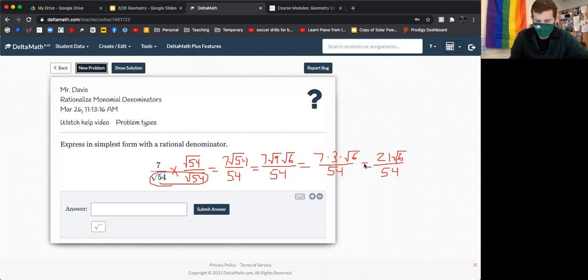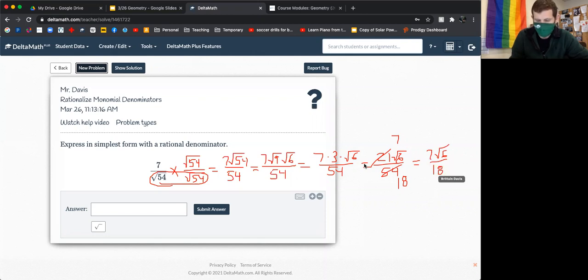So 21 and 54, surely there's a common factor, and it can't divide by 2 because 21 is an odd number, but these can both divide by 3. So that's going to be 7, and 54 divided by 3 is going to be 18. All right. And you don't have to know that off the top of your head. You can just keep trying to figure out what these can divide by. So 7 square root of 6 over 18.